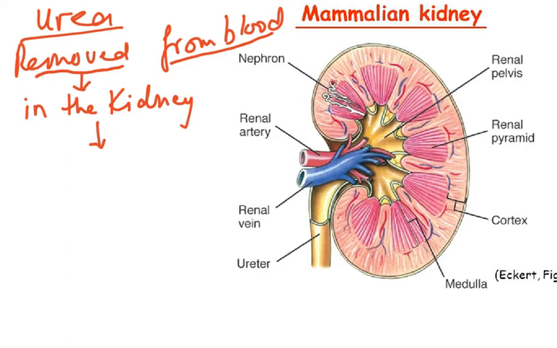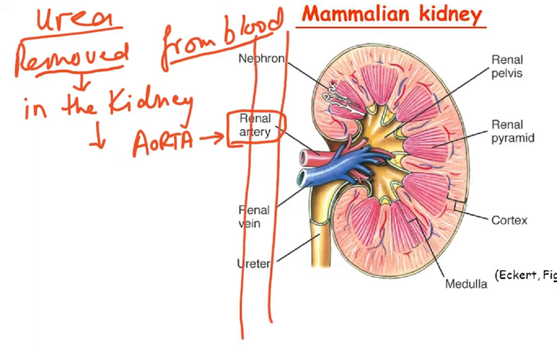Now, if you look at the kidney, number one, you have a renal artery. This is a branch of the aorta. So the aorta going down is going to be somewhere here, and this is going to be the renal artery coming out of it. So the renal artery is a branch of the aorta and enters the kidney.